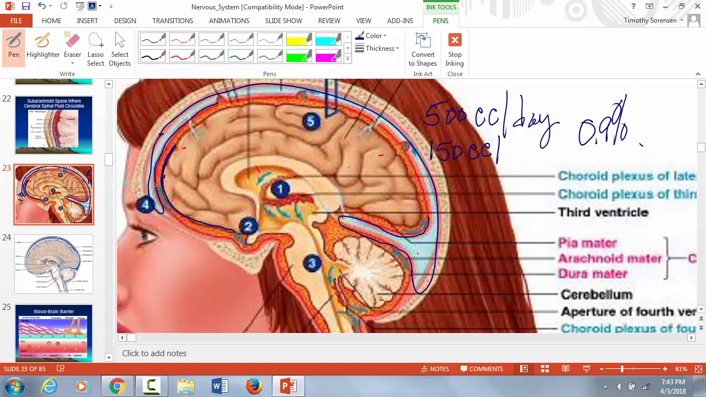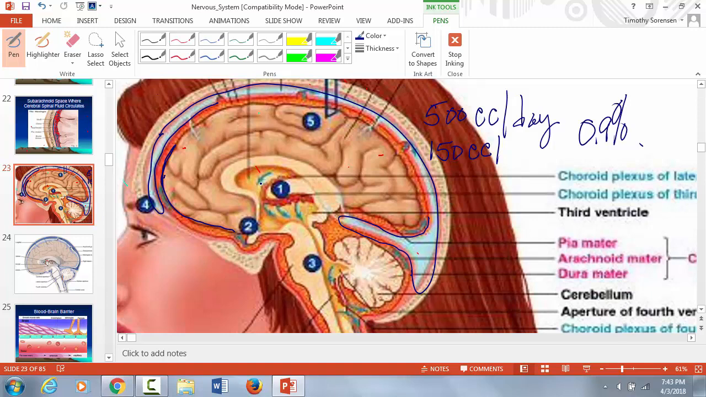Can I get through this? Watch. You have the choroid plexus that filters arterial blood, filters the plasma of the blood, and forms cerebral spinal fluid. You have choroid plexi in the lateral, third, and fourth ventricles. Tell me you got that.